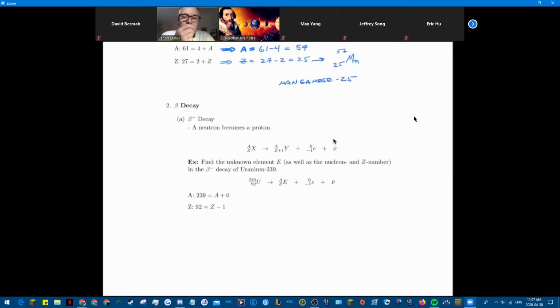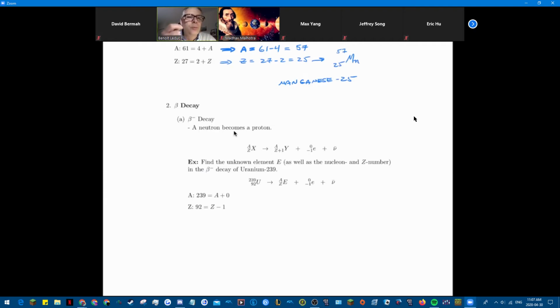Okay, another type of decay is called beta decay. There are two types: beta negative, or beta minus decay. In a beta minus decay, what happens is that a neutron will become a proton. Remember that neutrons and protons are both nucleons. So when a neutron becomes a proton, the nucleon number does not change. You start with A, you still have A.